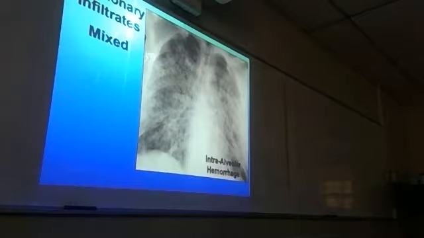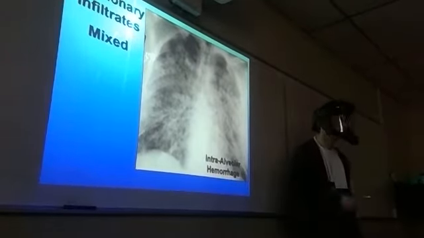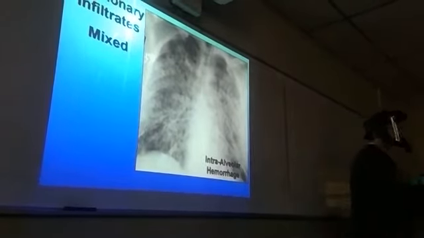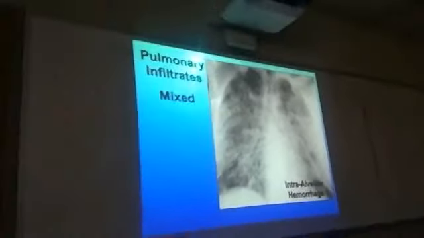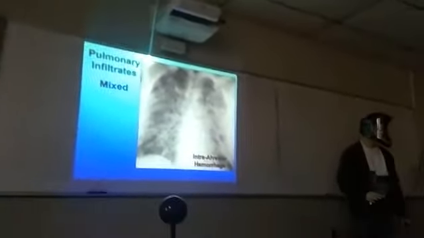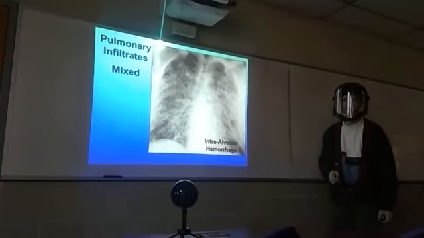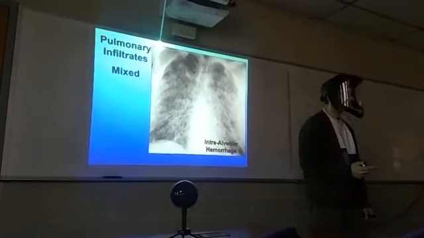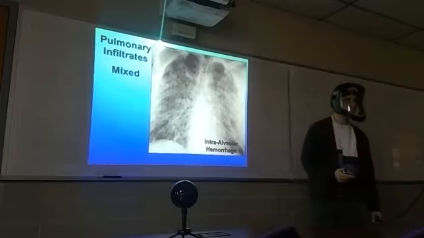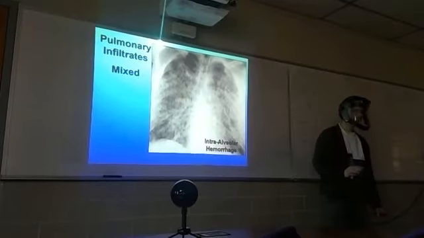Now, we did say that airspace disease infiltrates the alveolar spaces, the alveolar air spaces, with a lot of pus. However, based on the anatomic distribution of the infection in the lung, we can subclassify these airspace diseases as either lobar pneumonias or bronchopneumonias. These terms specifically refer to the anatomic distribution of infection throughout the lung.